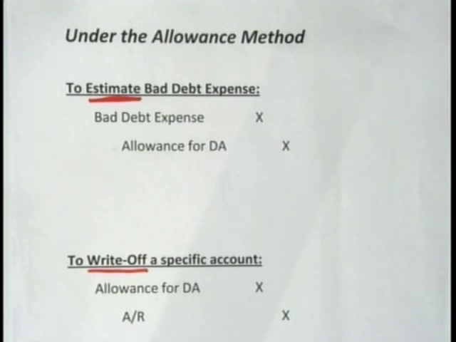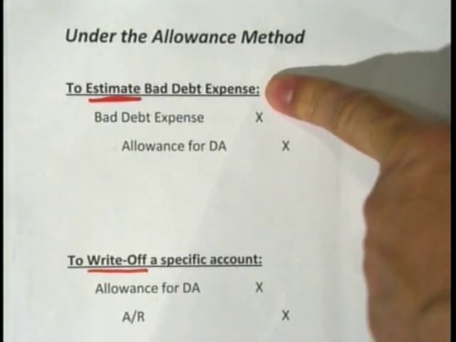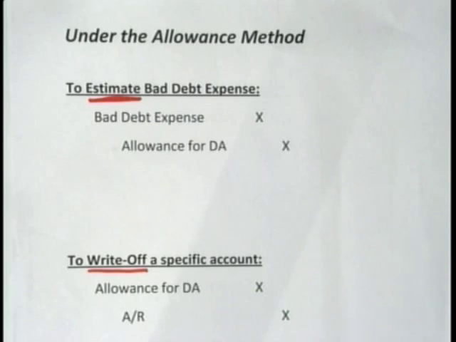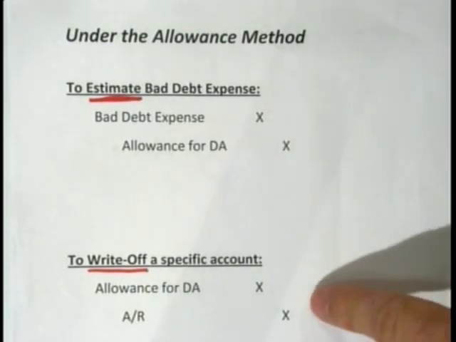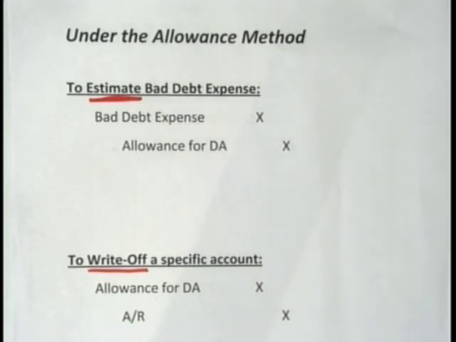You with me? Now, I'm going to ask you on tests, I guarantee I'm going to ask you to estimate bad debt expense, and I guarantee I'm also going to somewhere ask you to write off a specific account. People get these confused. If I'm asking you to estimate bad debt expense, this is the journal entry. When I ask you to write off a specific account, this is the journal entry. But it never fails. I ask somebody to write off a specific account, and they think I'm doing the estimate of bad debt expense thing.